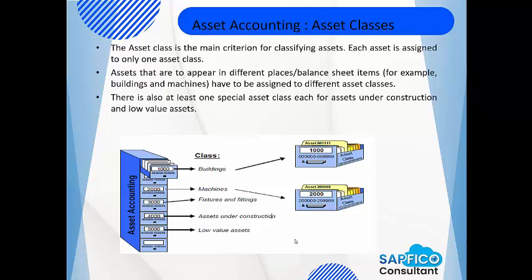Here we have the asset classes. We have buildings, machine, furniture and fixture, asset under construction, low values. And under these asset classes, we are creating the various asset masters.